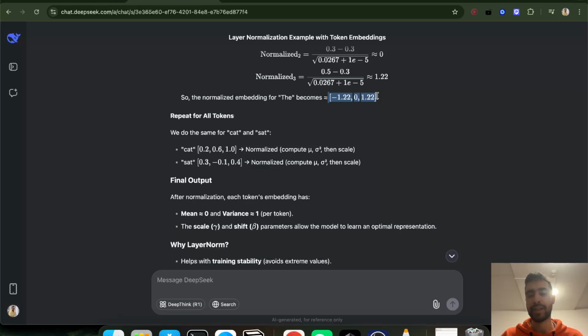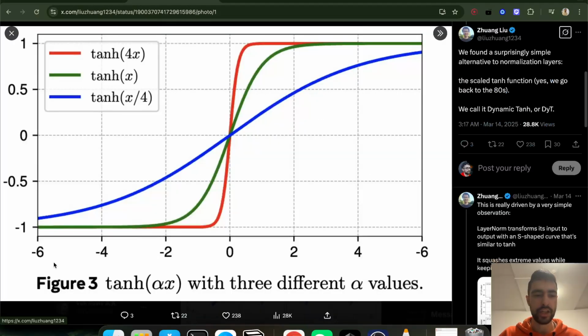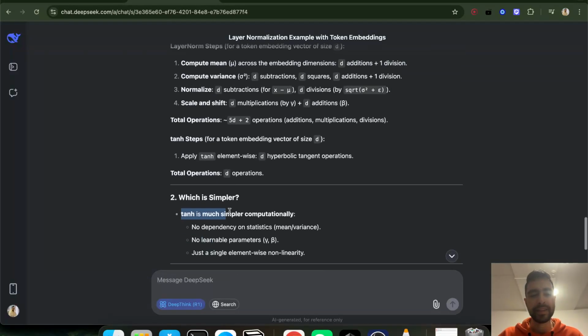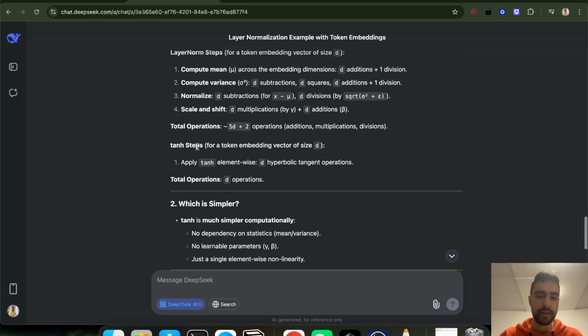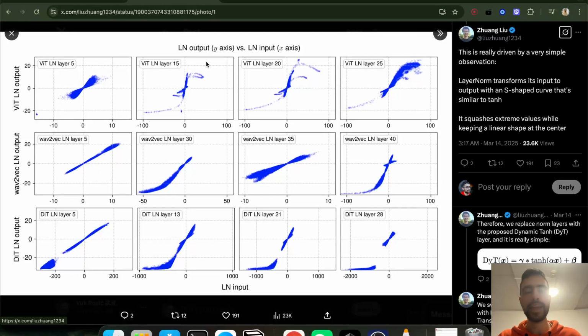And if you remember, I just said that tanh is also between -1 and 1. So in this paper, they just replaced layer normalization with a tanh. And the tanh is much simpler computationally, because for layer norm, we need to compute mean, variance, normalize, scale, and shift. And for tanh, there is just one computation. And layer normalization does a similar thing as tanh. If you see here, the shapes look similar to tanh, with tanh just having those different scaling factors, alphas. So it also looks like an S.